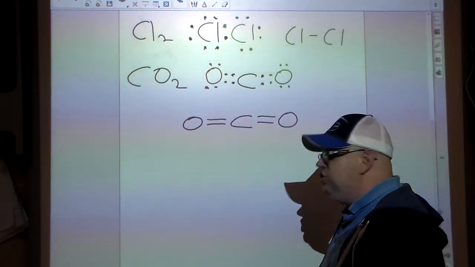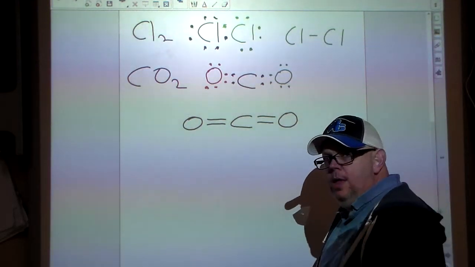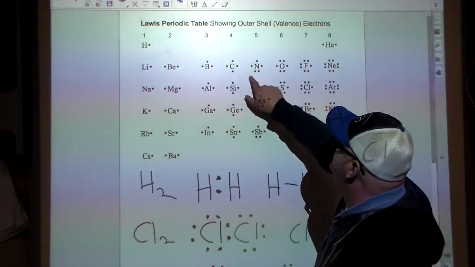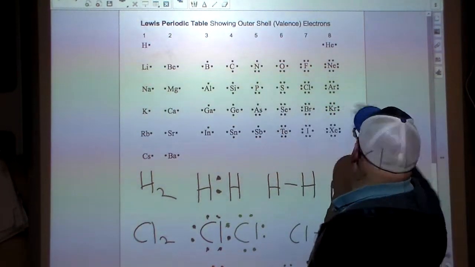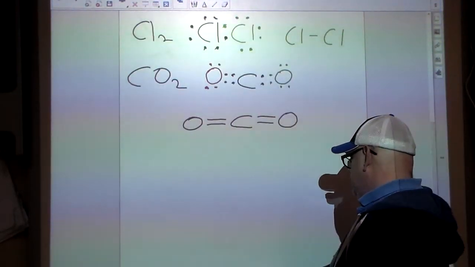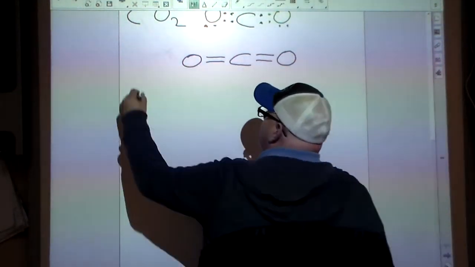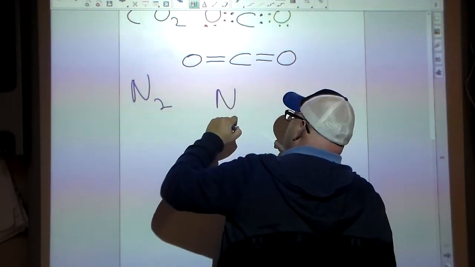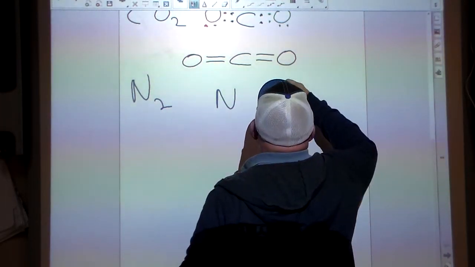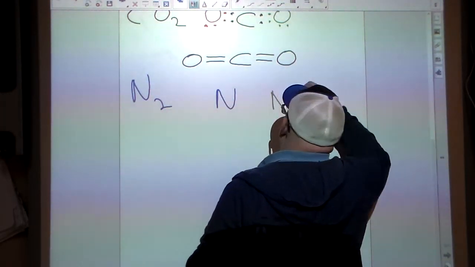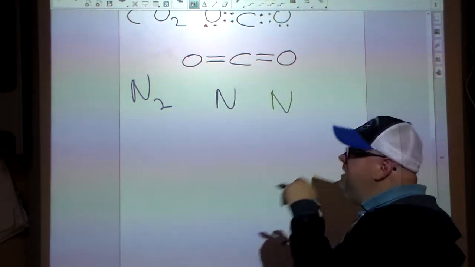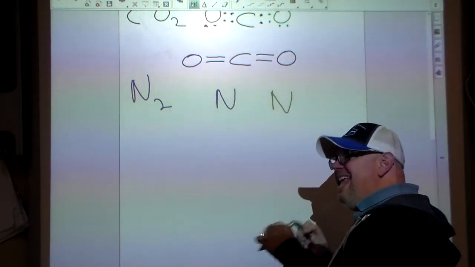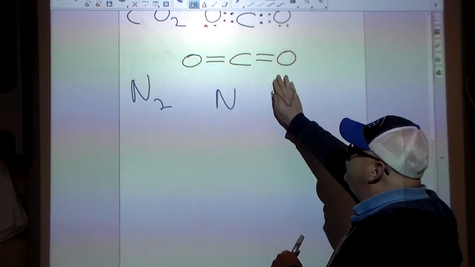Let's try nitrogen. Now nitrogen, N2, I look up and see there's 5 electrons. So let's go with nitrogen. Nitrogen has 5 electrons. So I'm going to put one nitrogen here, and I'm going to put another nitrogen here. We have blue and green, so we can tell who's who. Now the thing is, with nitrogen, the main objective is to get 8 electrons. That one nitrogen gets 8 electrons.